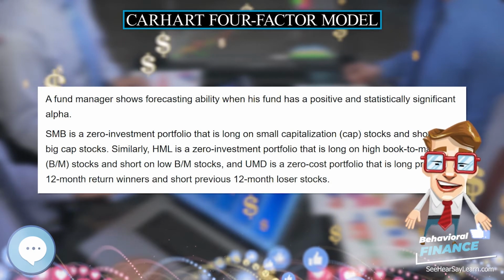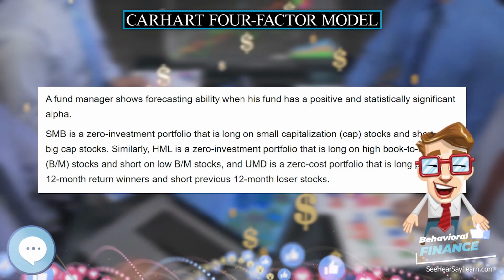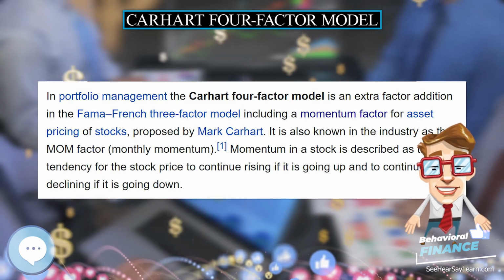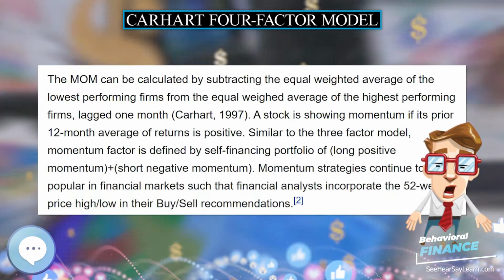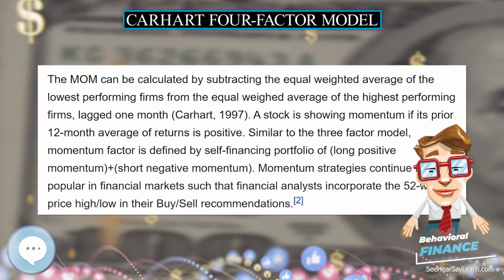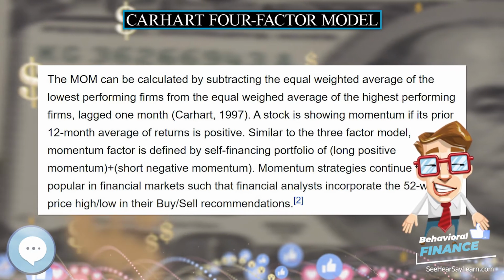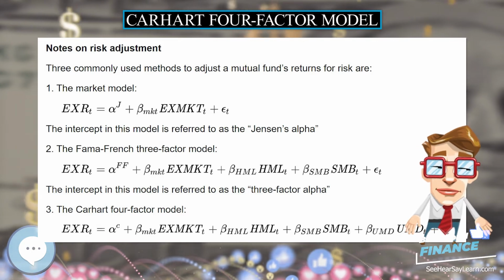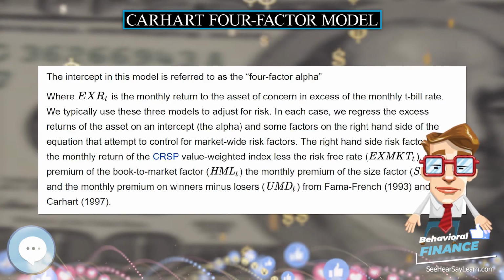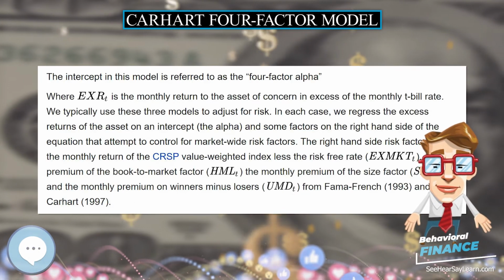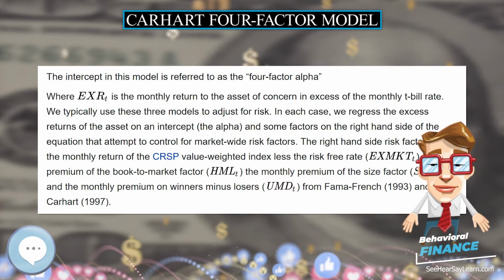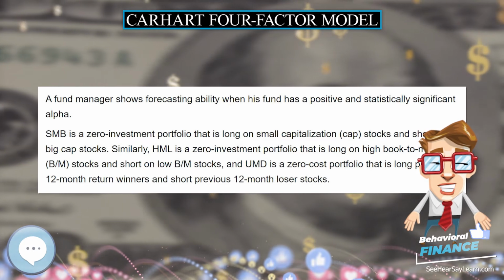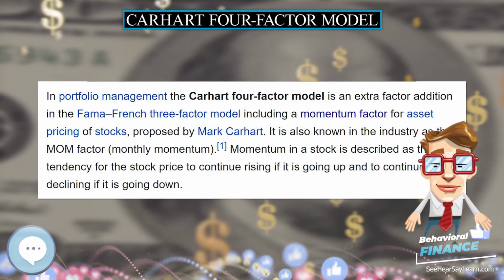The right-hand side risk factors are the monthly return of the CRSP value-weighted index less the risk-free rate, XMT, the monthly premium of the book-to-market factor, HML, the monthly premium of the size factor, SMB, and the monthly premium on winners minus losers, UMD, from French, 1993, and Carhart, 1997. A fund manager shows forecasting ability when his fund has a positive and statistically significant alpha.